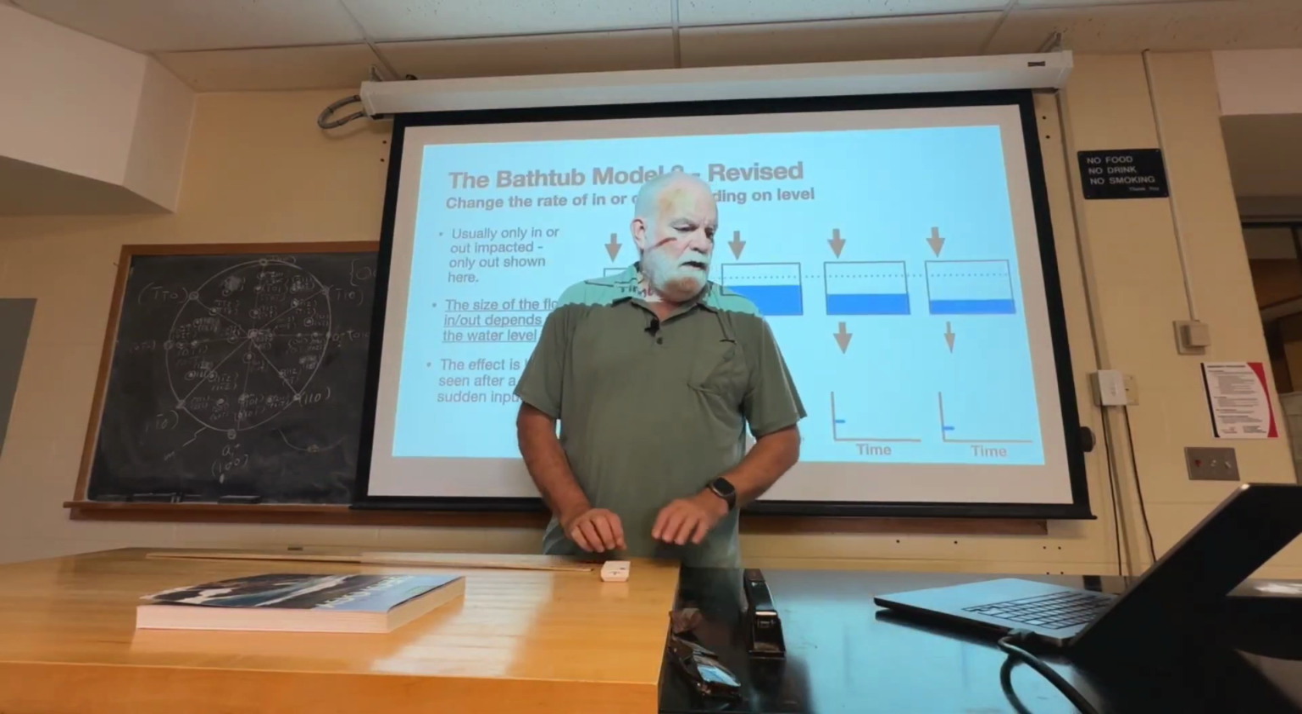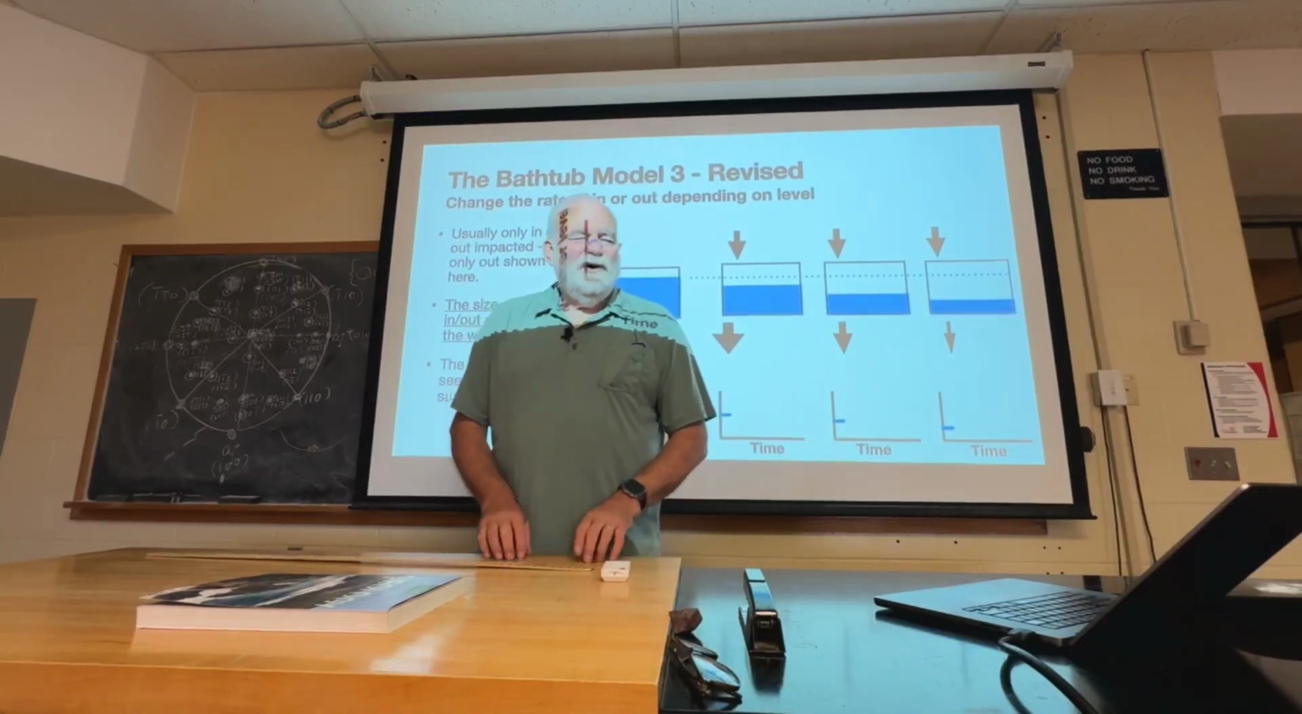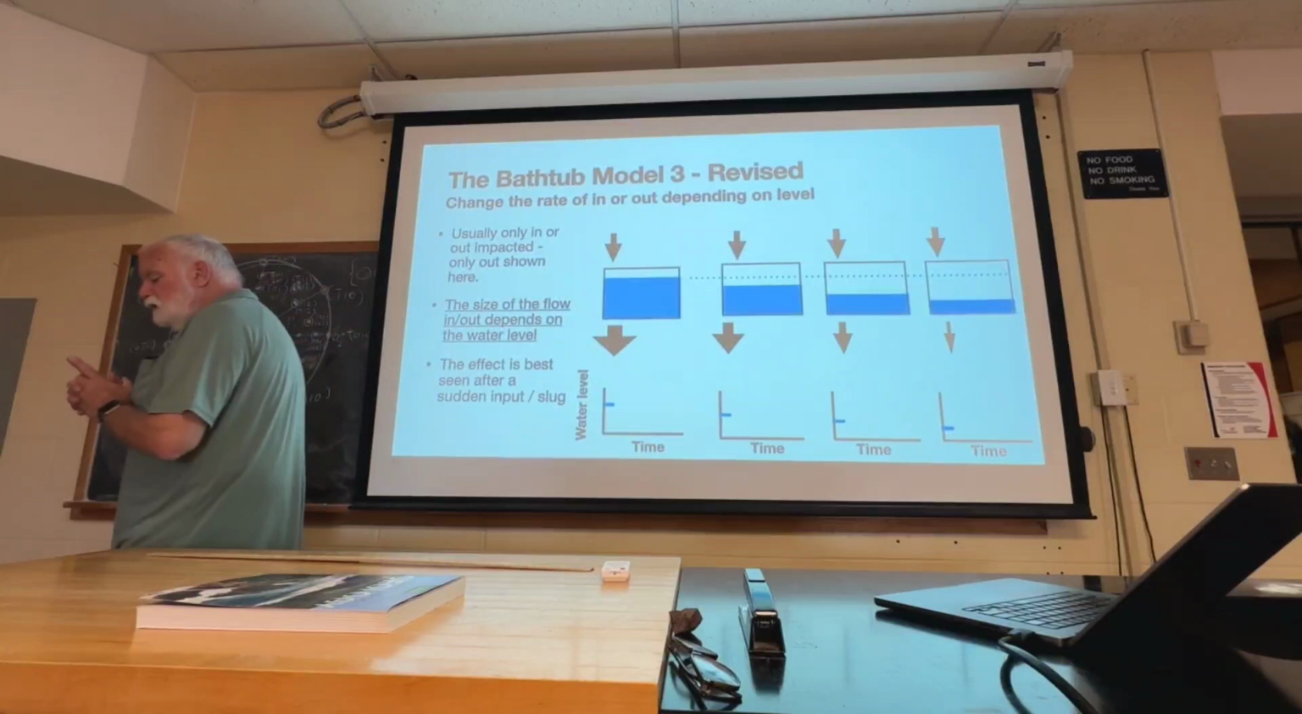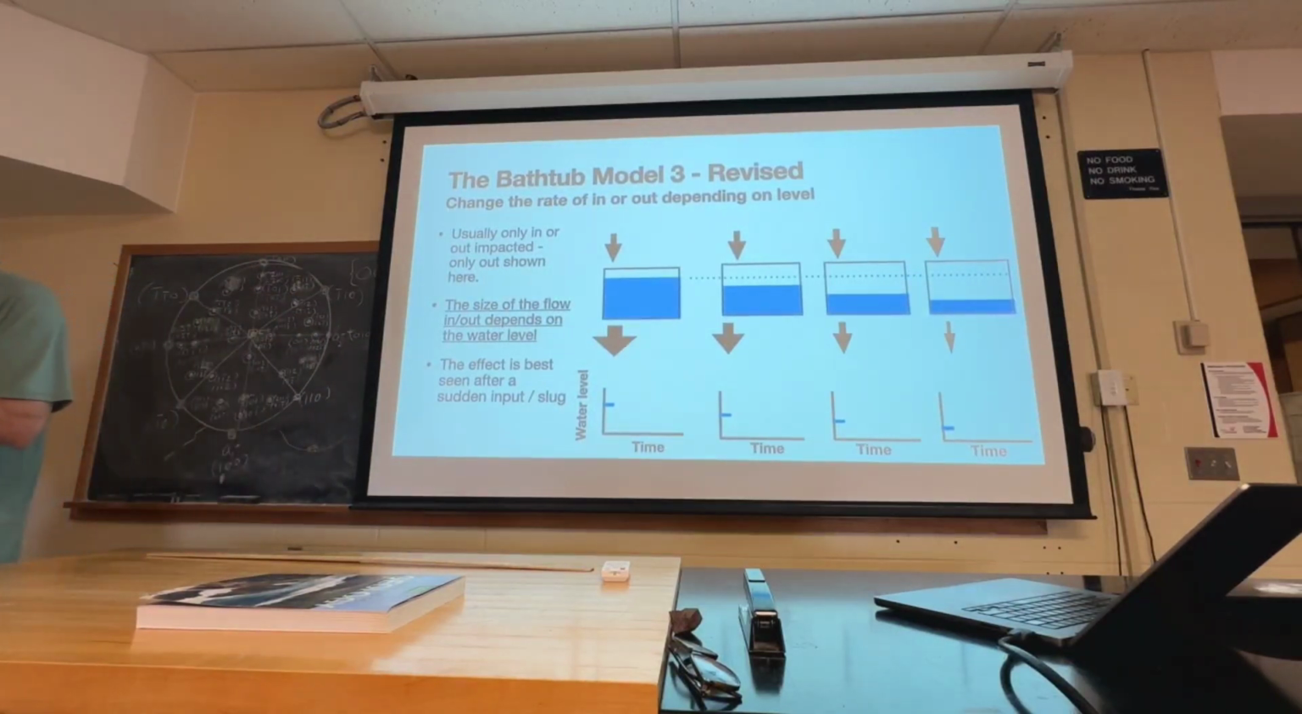Now, I want to revisit the bathtub model again because I realized in retrospect that the way it was set up might have been ambiguous. Probably was ambiguous would be a better way to say it. And I want to set it up slightly differently and basically as a different example.